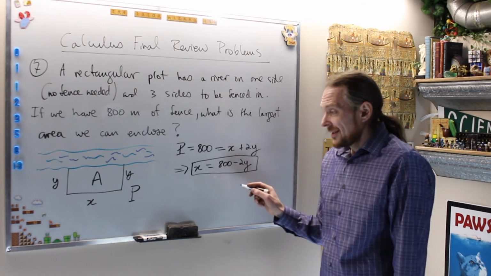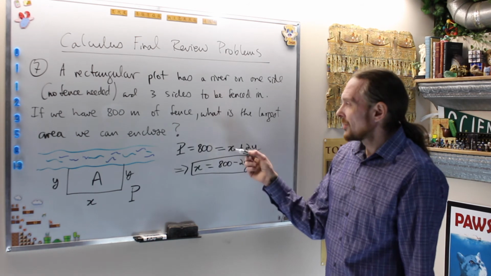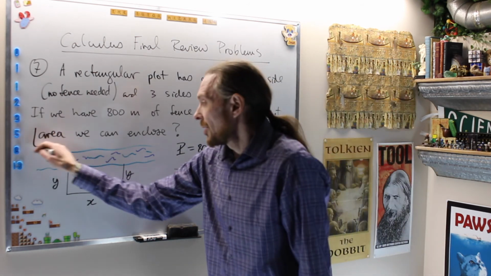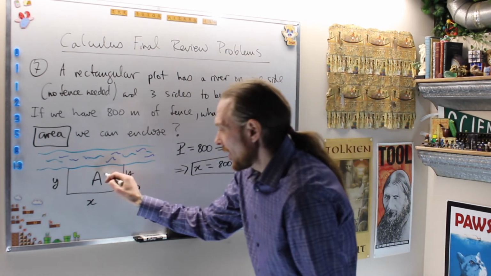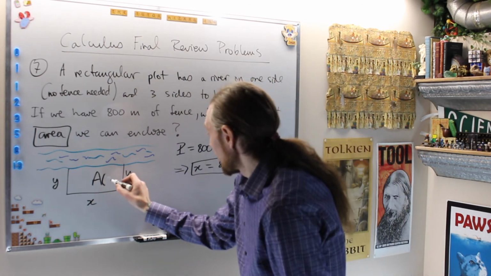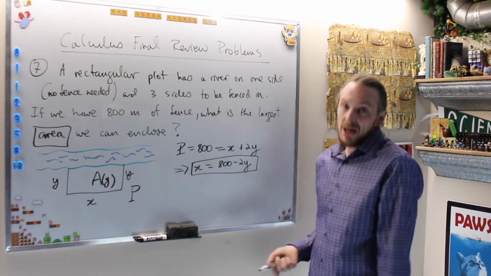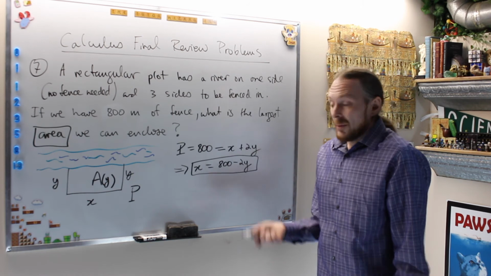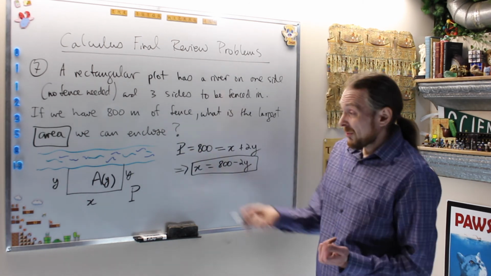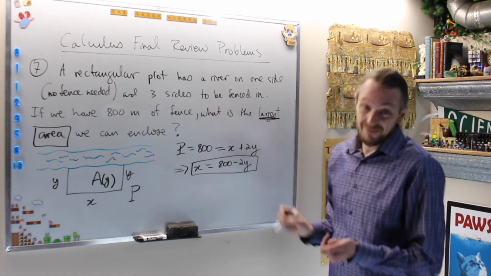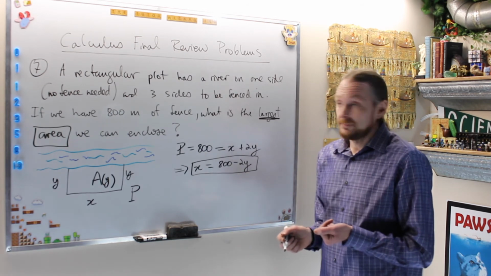Once I've done that, then I use the other equation. And why do I know I use the perimeter first also? It asks me to find the largest area. So because I want the largest area, what I'm going to have to do is write this as an area of a single function. In this case, I'm going to use area of y. And then we're going to differentiate that with respect to y, and then we're going to find a maximum or a minimum. We want to know what the largest, so we're going to try and find and argue for a maximum value in our function.